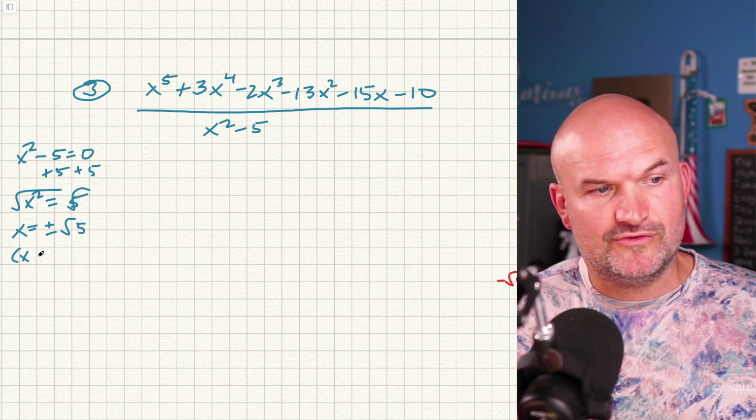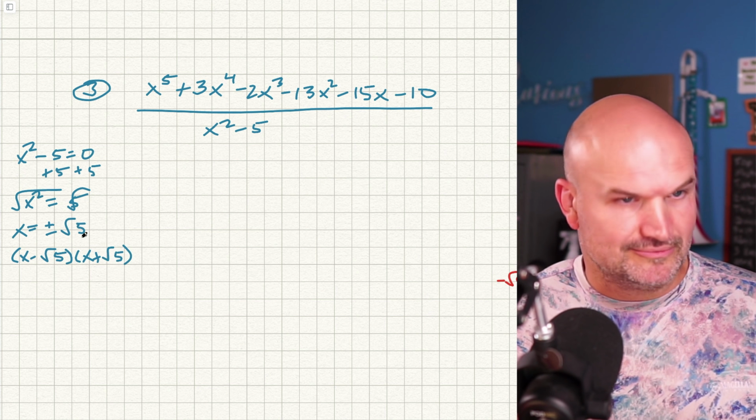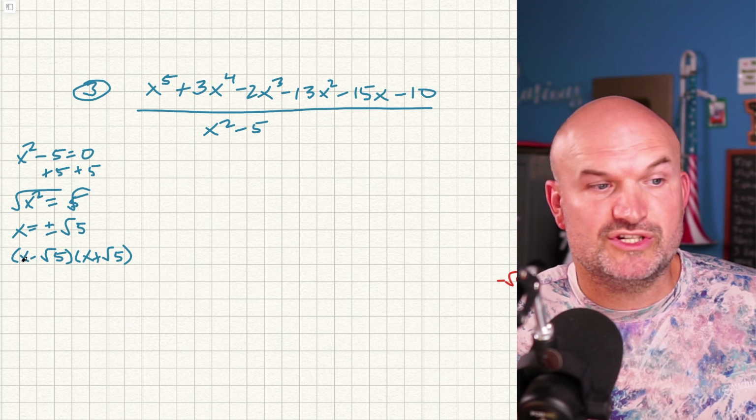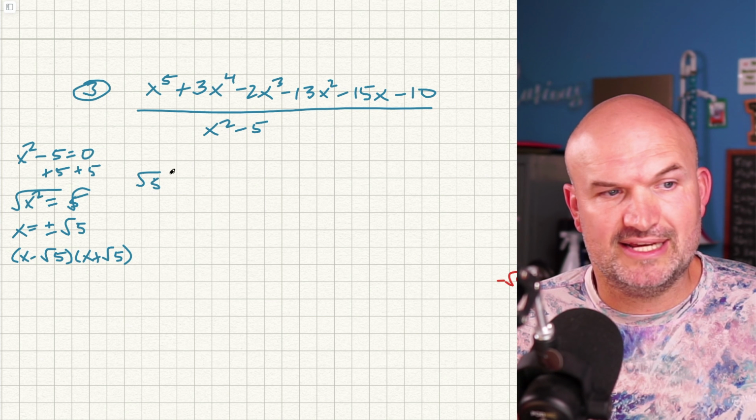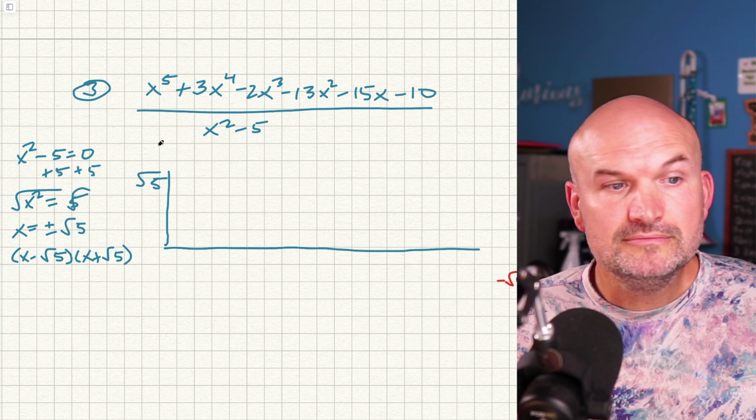Or you could think of that as factor form, x minus square root of 5 times x plus the square root of 5. Okay. So again, you have your two k's, your potential zeros, which is going to be positive square root of 5 and negative square root of 5. Just like I did with the imaginary numbers, I'm going to give myself a lot of space, okay?